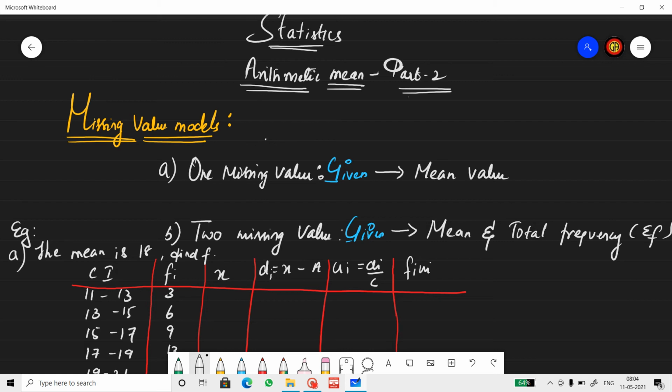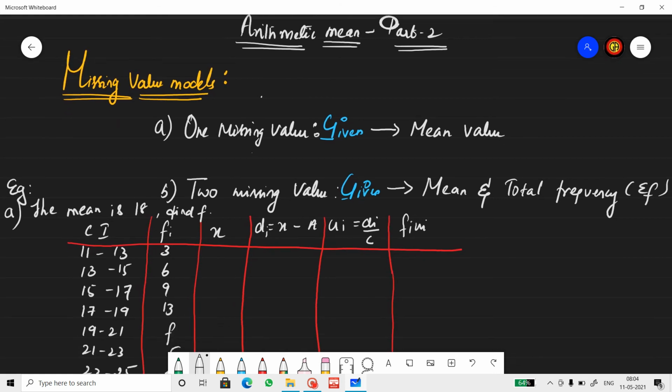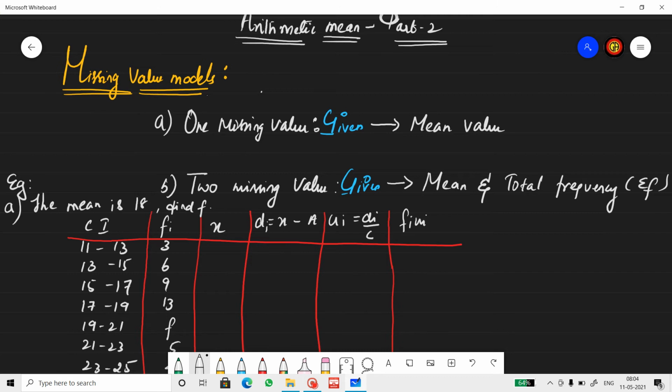So arithmetic mean part 2 video. Here I'm going to cover the missing information models. Missing value models is vital for CBSE and for ICSE students, 10th standard. Missing information questions are two types. There will be one missing value, and in that case the given information will be the mean value. So when a value is missing in frequency, mean will be given in the question.